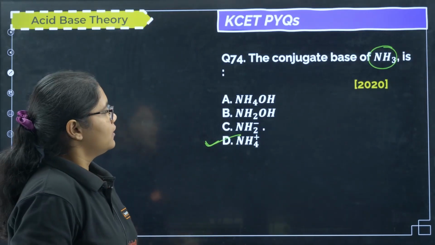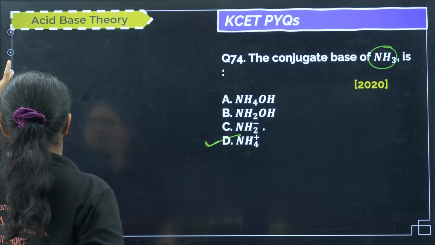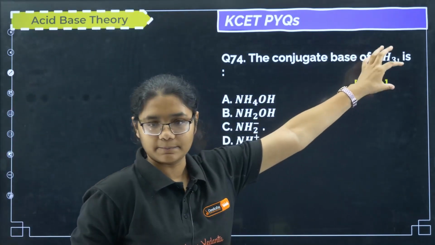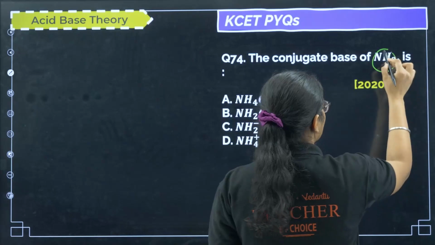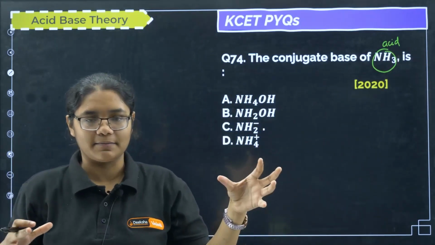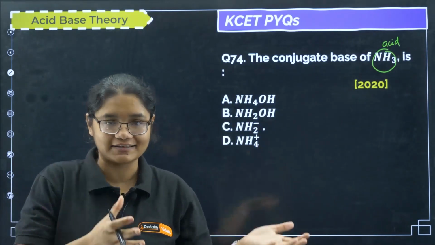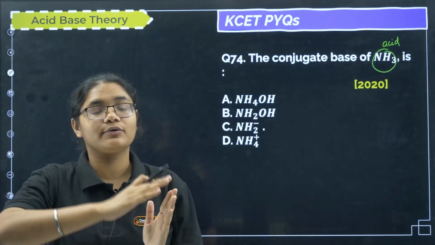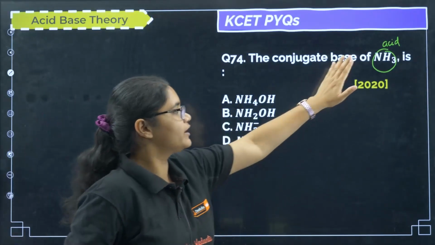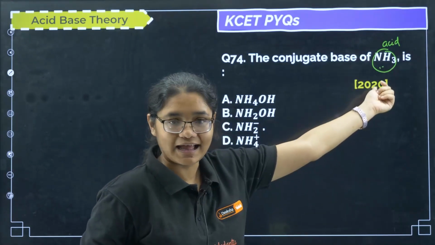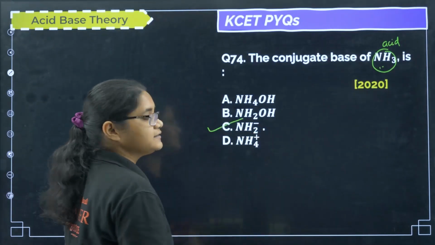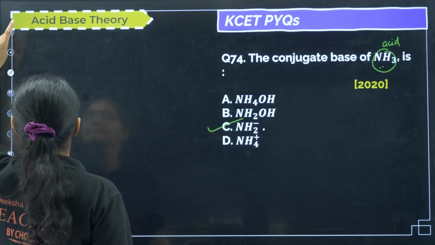Sorry, 1 second, I made a small mistake. Conjugate base of this one, right? So this one should behave as what? An acid. You want to find the conjugate base of something. Conjugate base is for an acid, right? Acids after donating their H plus, whatever is formed, that is the conjugate base. So the conjugate base of this one means it will behave as an acid, it has to donate H plus, so it will give you NH2 minus, that is option number C.